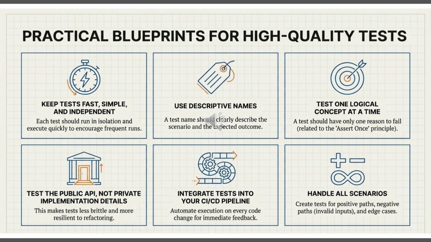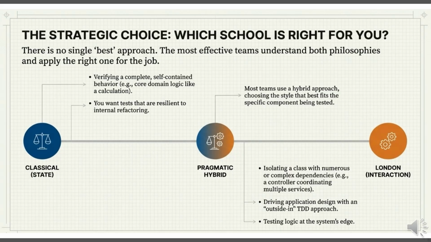5. Integrate tests into your CI pipeline. Run them automatically, every time the code changes. And 6. Handle all scenarios. Positive paths, negative inputs, edge cases. Cover the real world. Follow these blueprints, and your tests will do more than pass. They'll protect your code. So, which school is right for you?